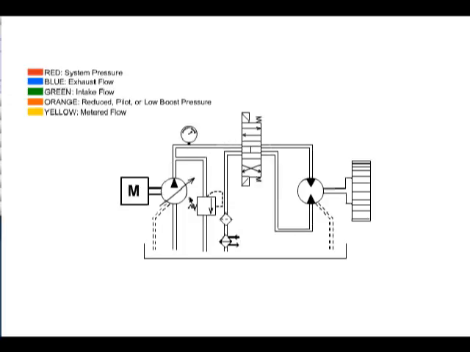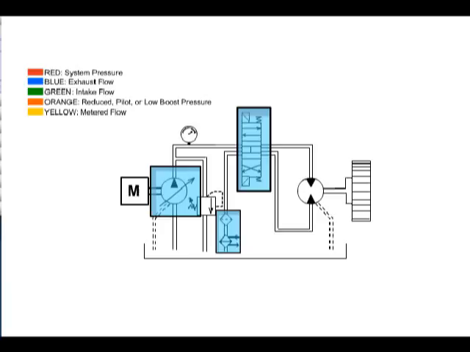In this circuit, a variable pump has replaced the fixed pump. The flow control valve is removed, an open center directional control valve is added, and a filter and heat exchanger are added to the return line.